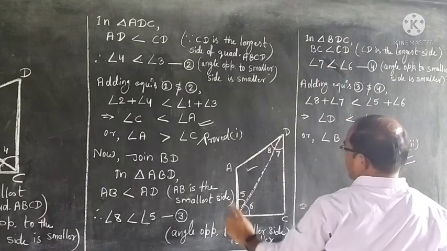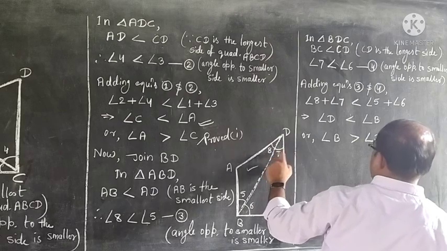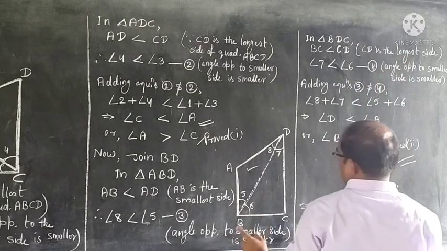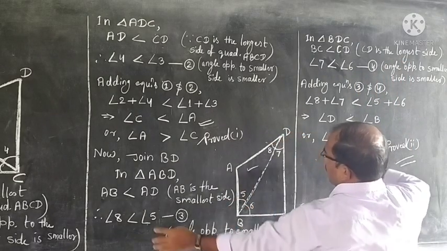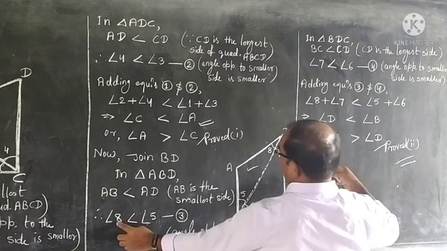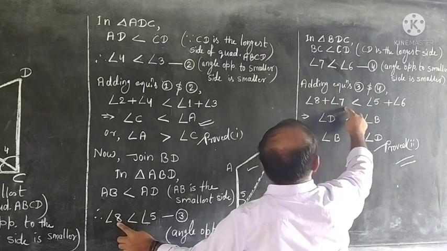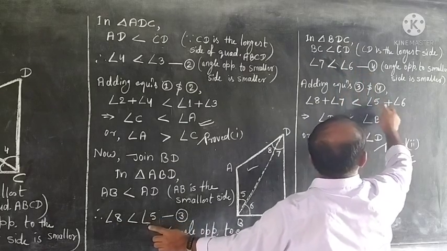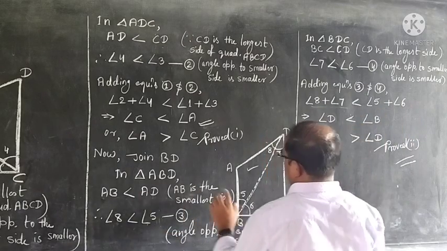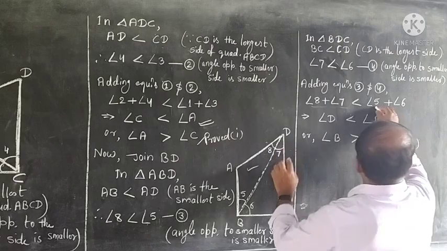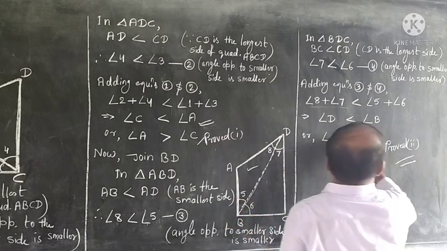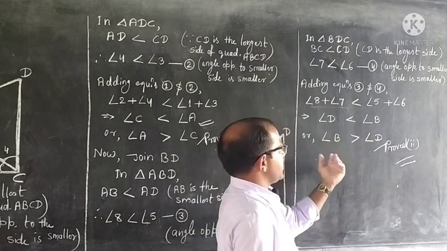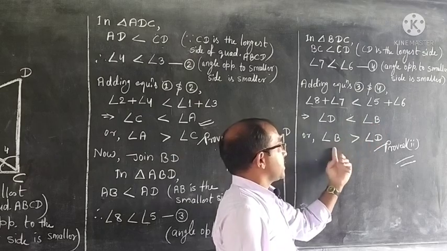So, BC opposite angle 7, it will be smaller, CD opposite angle 6, so 6 will be greater, that is equation 4. So, again to get the full angle, we will add equation 3 and 4 now. So, equation 3 angle 8 and equation 4 angle 7, angle 8 plus 7 is smaller than angle 5 plus 6. Angle 8 plus 7 we get angle D, and 5 plus 6 we get angle B. So, we got here angle D is smaller than angle B, or we reverse it, B is greater than D.